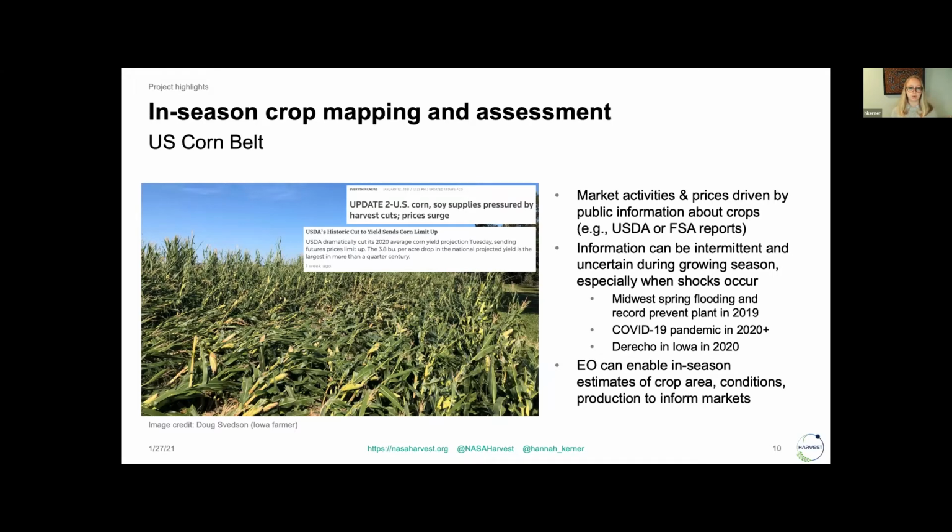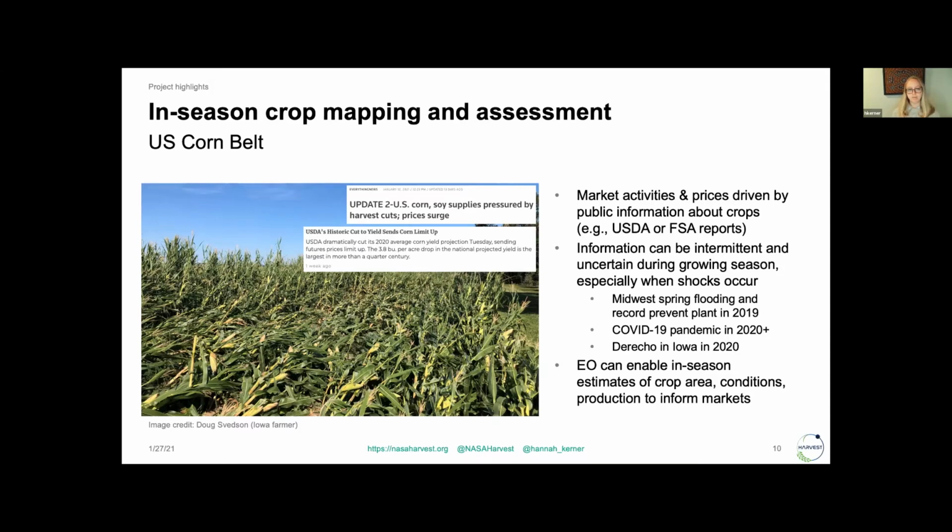So for example, in 2019, there was record flooding in the early spring that caused late planting and a record number of prevent plant acres. And then in 2020, we had both the COVID-19 pandemic, which really challenged traditional USDA survey methods, as well as a derecho and a drought even in Iowa in August of 2020 as well.